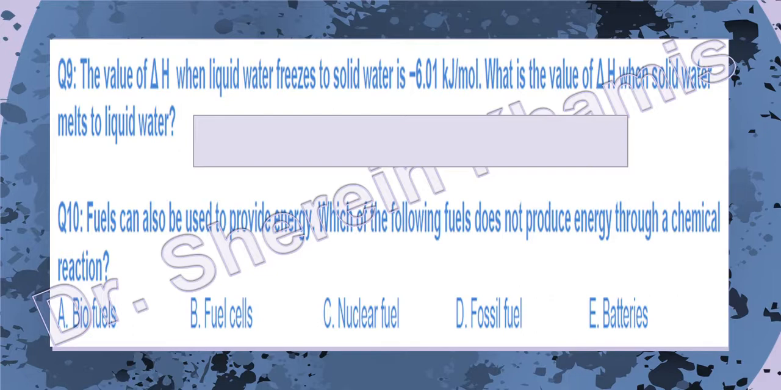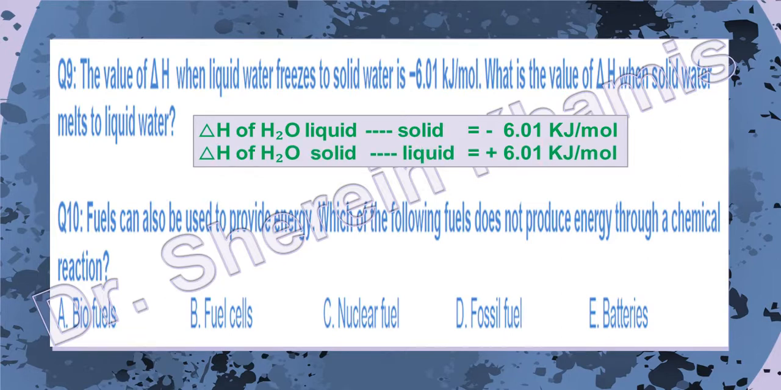If we want to reverse the process and convert from solid water to liquid water, we reverse the sign of the same amount of delta H, or heat content. So delta H of water from liquid to solid is negative 6.01 kilojoules per mole, and delta H from solid to liquid is the reverse, plus 6.01 kilojoules per mole. This is the right answer, and it is simple for this question.